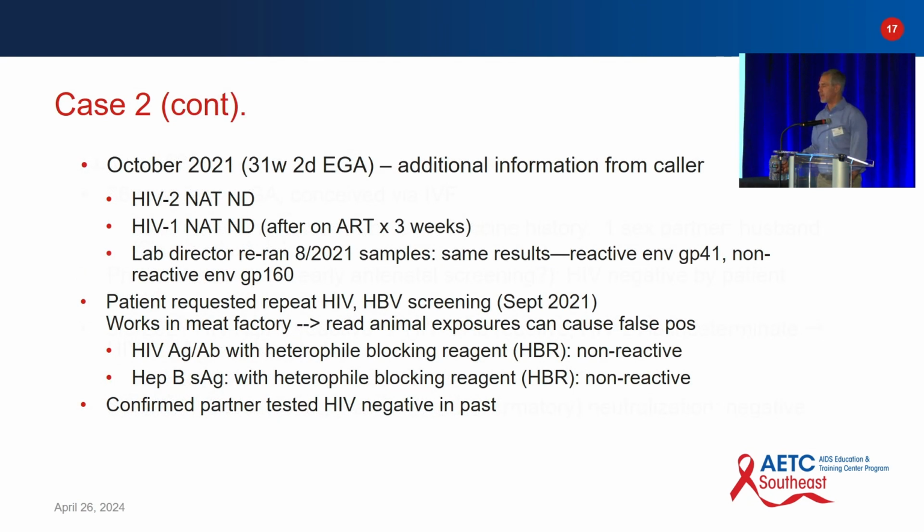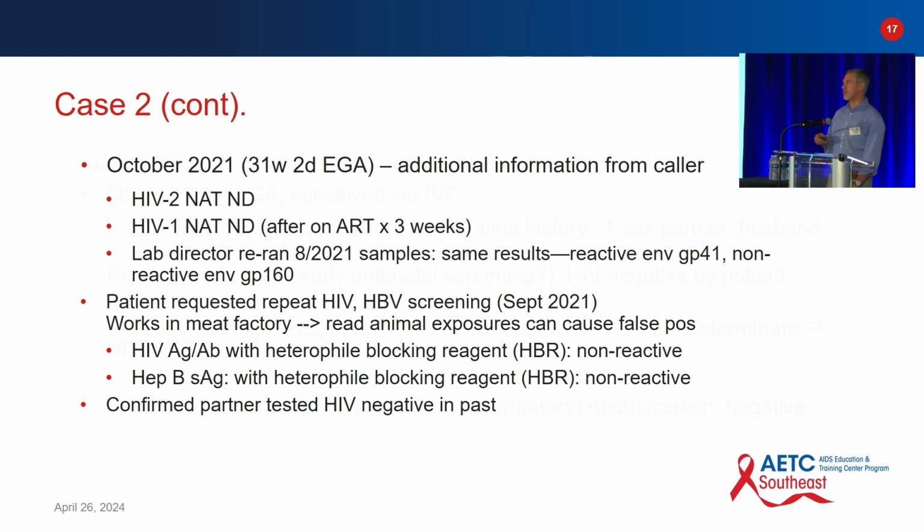So the provider called us back a couple months later, at which point this person's now 31 weeks pregnant, and let us know that he had been able to send off a sample to the University of Washington, where they did an HIV-2 RNA that was non-detectable. He repeated the HIV-1 RNA, and that was also undetectable, although again, at that point, she had been on ART for 3 weeks. He also asked his lab director to rerun the samples that had been drawn in August, and the lab got the same exact results, making lab error much less likely at that point.